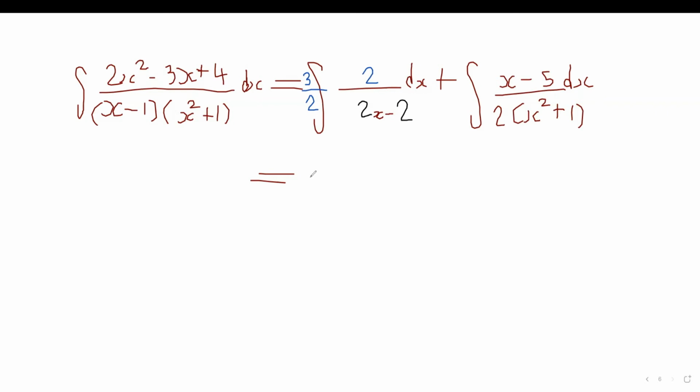All right, so what we're going to end up getting is 3 over 2 times ln of the denominator, ln in brackets 2x minus 2, plus we need to integrate this now. We're going to do the same. Now talk to me, Marika. What am I going to multiply up here by now?